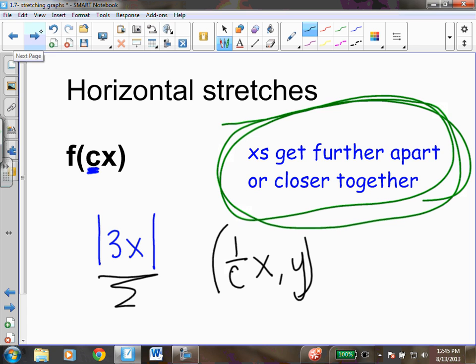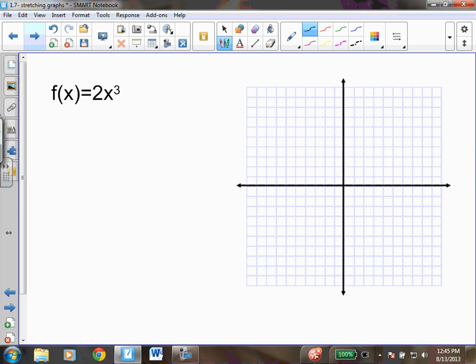Let's try an example. f(x) = 2 times x cubed. First, I know this is a vertical stretch because the 2 is not inside the function. So I'll begin with my parent function. I know a cubic function has important points at (0, 0), (1, 1), and (-1, -1), and creates the squiggle shape.